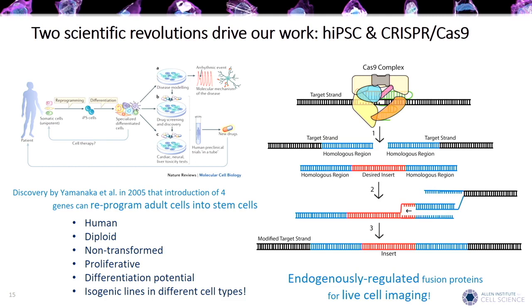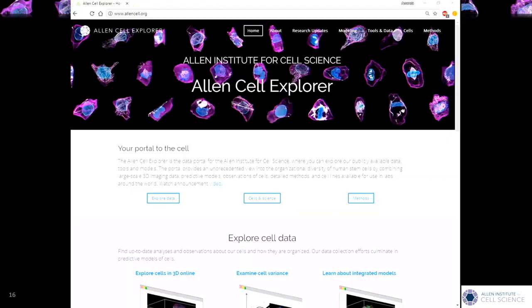We make all of our edits using CRISPR-Cas9. This is a molecular scissors that allows us to very specifically cut the human genome. In our case, we're inserting a large piece of DNA that encodes a fluorescent protein. We put this either right at the beginning or right at the end of another protein sequence. That way, when that protein is made, the fluorescent protein comes along for the ride, essentially. And we get these endogenously regulated fusion proteins, which are absolutely perfect for live cell imaging. They have many benefits over some of the traditional overexpression methods.